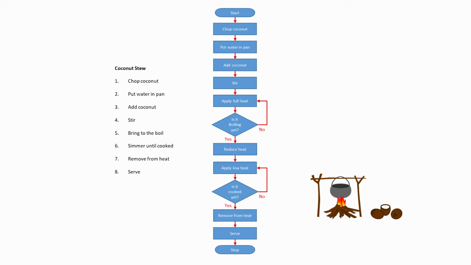Then it asks if the stew is boiling yet. If not, it continues to apply full heat. If so, the algorithm moves on and the heat is reduced. This is called a loop. You can see another loop later on to check if the stew is cooked yet.